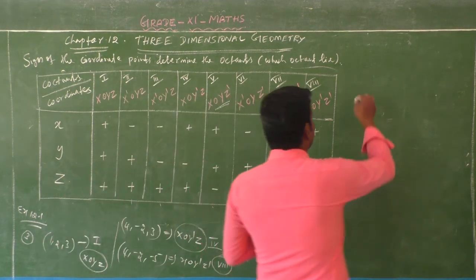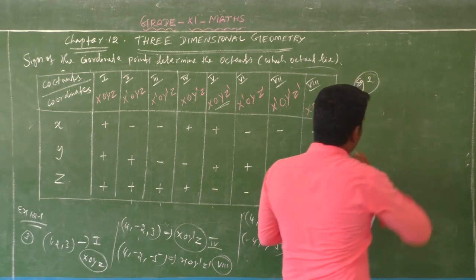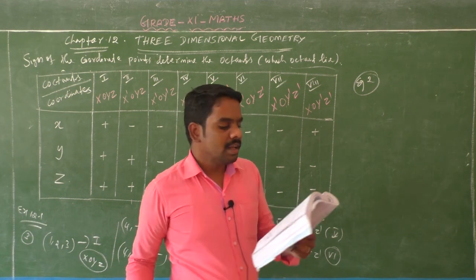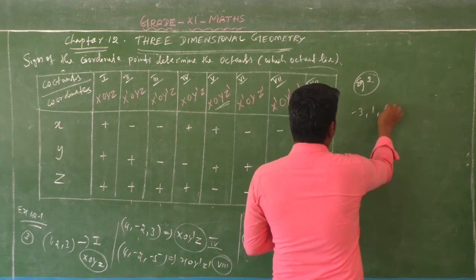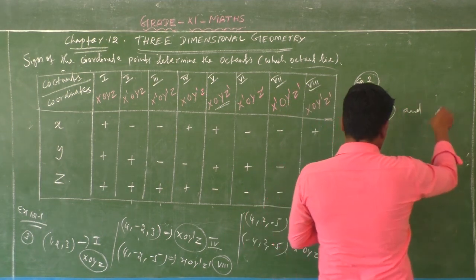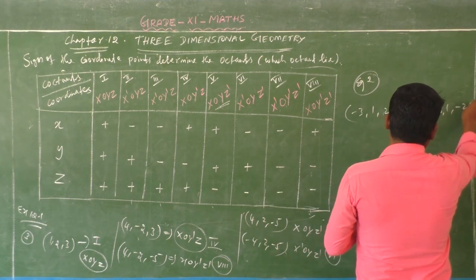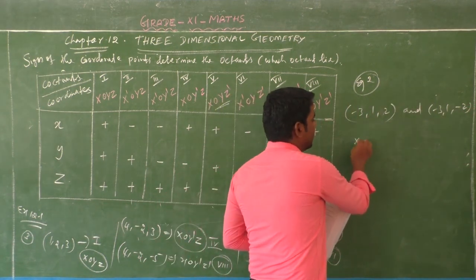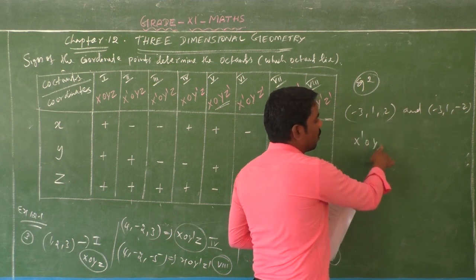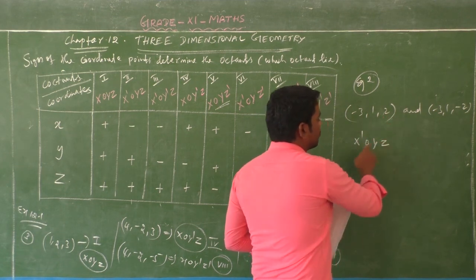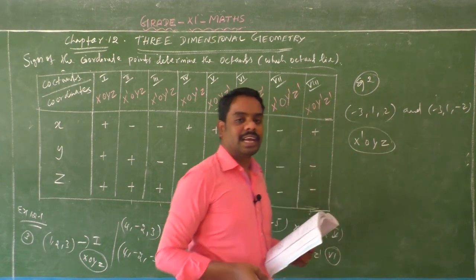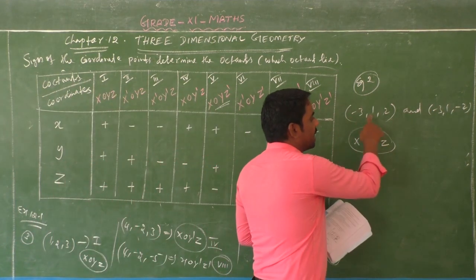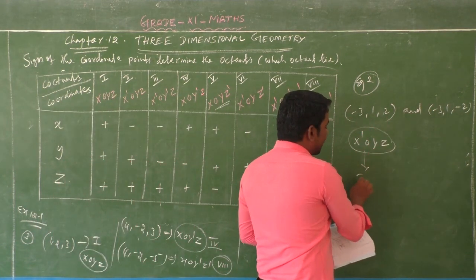Similarly, example number 2. Find the octant in which the points (-3, 1, 2) and (-3, 1, -2) lie. For the point (-3, 1, 2), this is X dash, the y value is positive so Y, and the z value is positive so Z. So X'OYZ, that is the second octant. This point (-3, 1, 2) lies in the second octant.